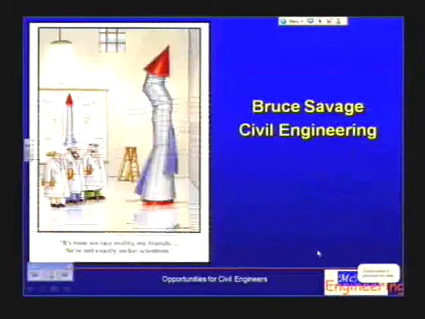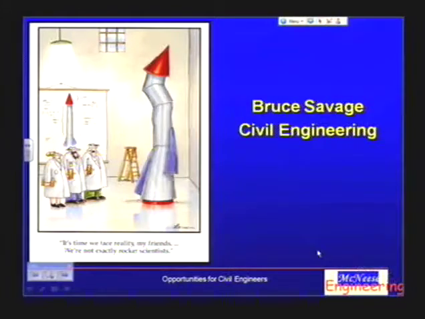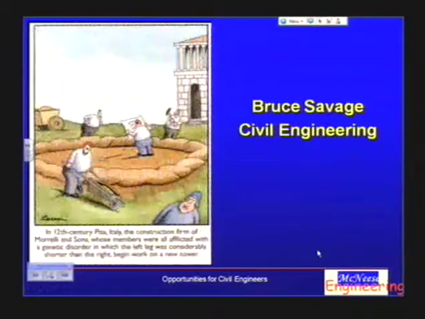Here we go. Okay. So civil engineering, all right? We may not be rocket scientists, but we do some pretty neat stuff anyway. So, civil engineering, the oldest of all the engineering professions, and obviously started way back early in Italy.